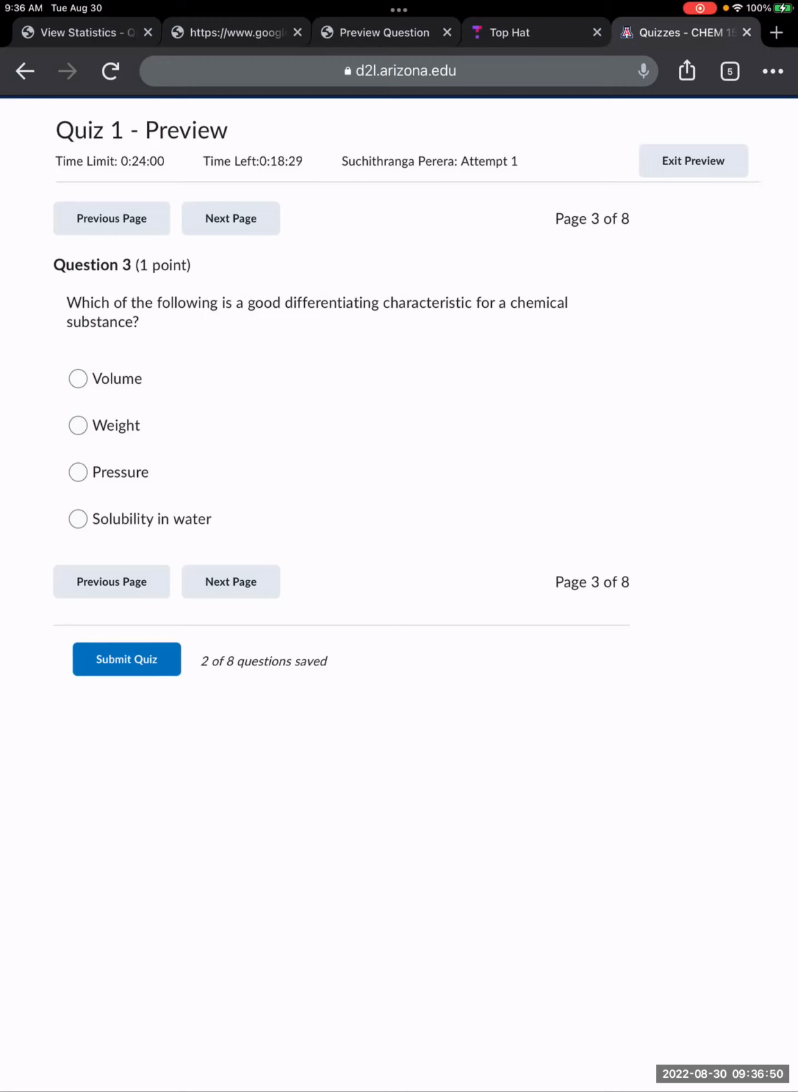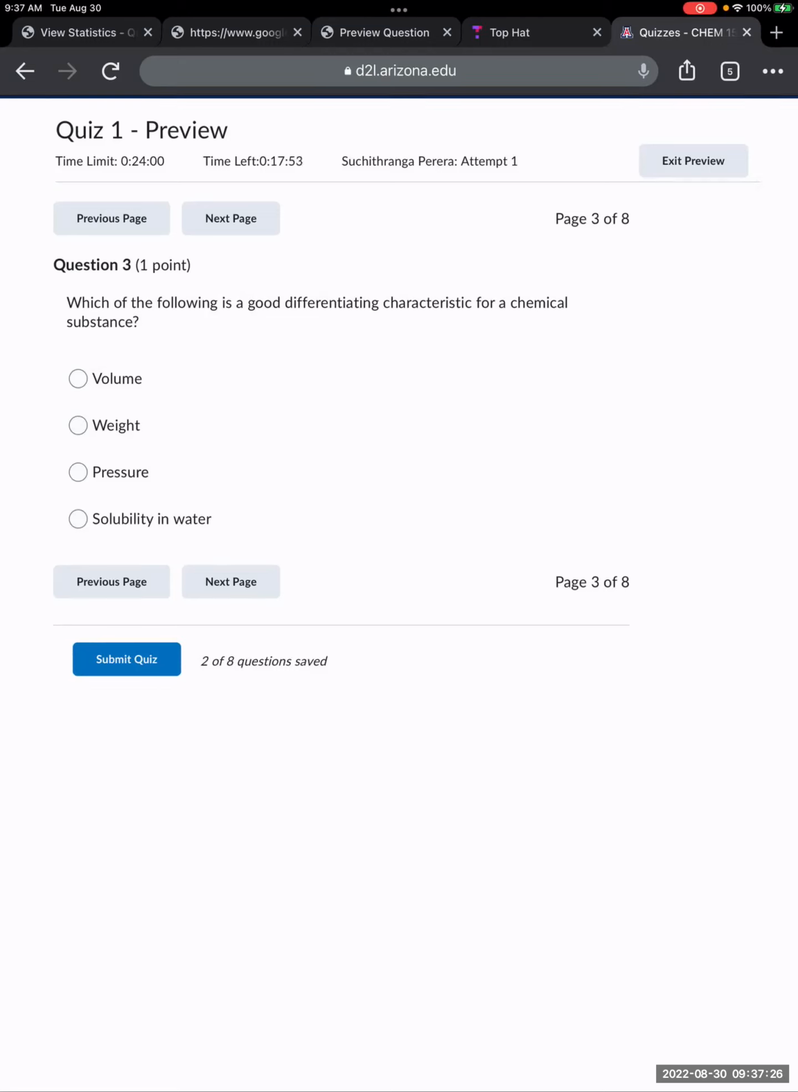Okay, so volume is an extensive property. That means it depends on the amount. So that is out. Weight, or the mass, again depends on the amount. Therefore, it is an extensive property, and we cannot use weight. Pressure is an intensive property. That means it does not depend on the amount, but it is not unique to a given substance. It is a system property. Therefore, pressure is out. You can have oxygen and nitrogen at the same pressure. That means that pressure is not unique to a given substance.